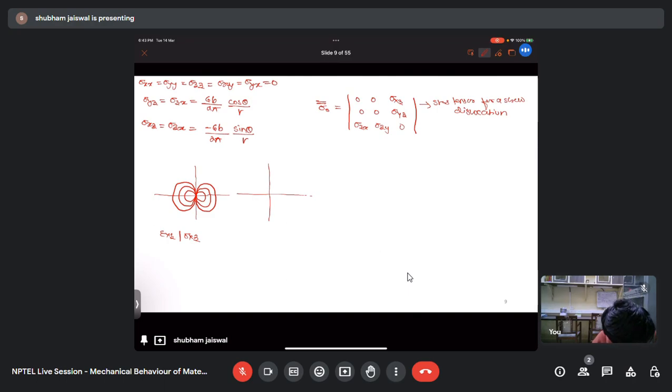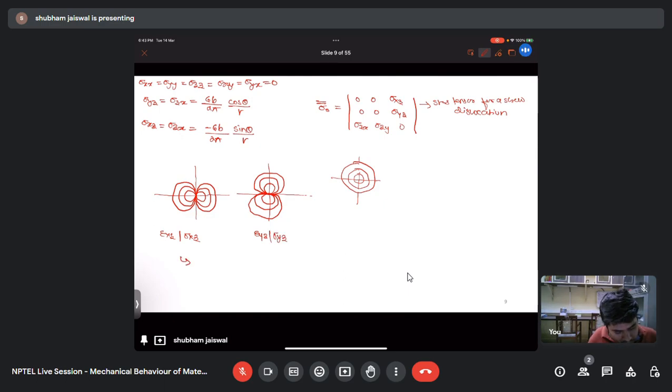Similarly here, okay, so we will get a stress distribution graph something like this, but these are not symmetrical. Why? Because we have used the Cartesian coordinate system, but if we plot it in the polar, we will get the symmetrical distribution of the stress.